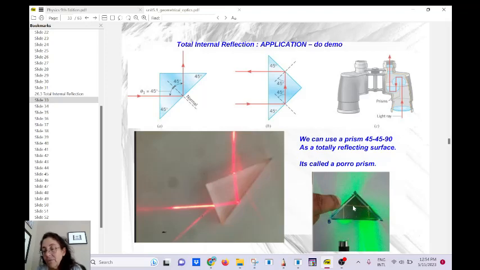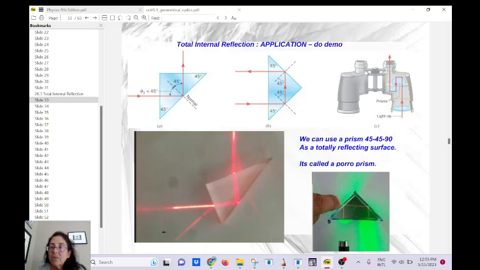And you can use that as a mirror, right? So it means it's better than the mirror because it cannot be damaged as much. Can use that as a way to reflect light. And when you do that, it's called a porro prism. And that is used in, for example, a pair of binoculars. You see how it's reflected, and then here it's reflected again.